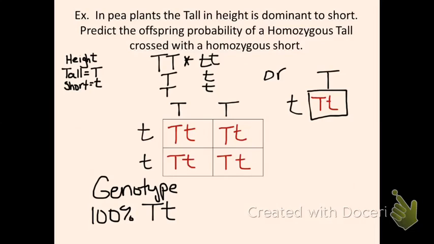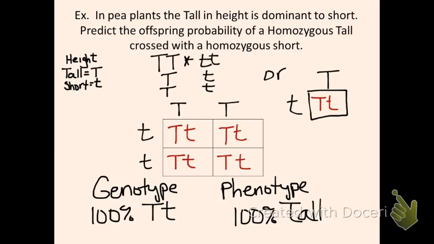Then you're going to fill in your offspring, and from there you are going to identify your genotype. So here is the genotype of your offspring, which is 100% big T, little t, and the phenotype, all of those plants are going to be tall, because that's what the expression of big T, little t would be.